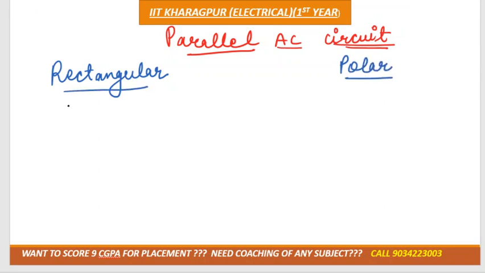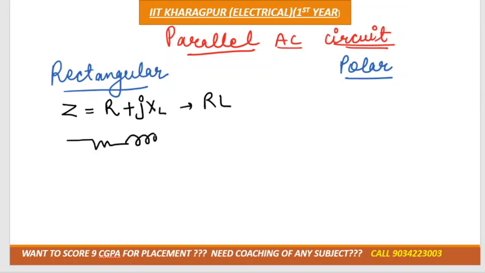The rectangular form is the form where Z is equal to R plus jXL for the combination of R and L. Suppose they have given the question where the resistance is 5 ohm and XL is, suppose, 20 ohm. Then we can write the impedance as 5 plus j20.